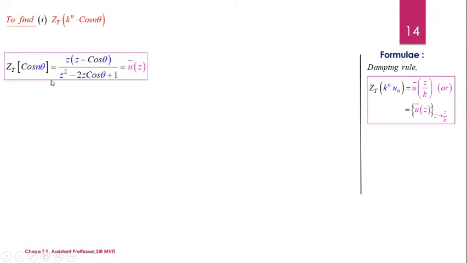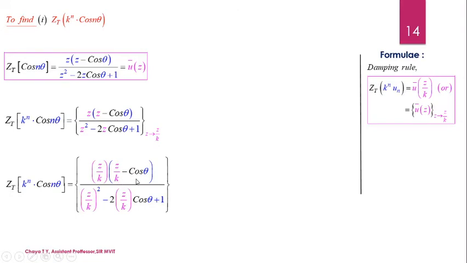To use the damping rule, I should know the Z transformation of cos n theta. The Z transformation of cos n theta, which we have obtained just now, is Z times of Z minus cos theta divided by Z square minus 2Z cos theta plus 1, which will be denoted as u bar of Z. Now I am going to write the damping rule for the required problem. So the Z transformation of k power n cos n theta is u bar of z; into that expression replace z by z divided by k.